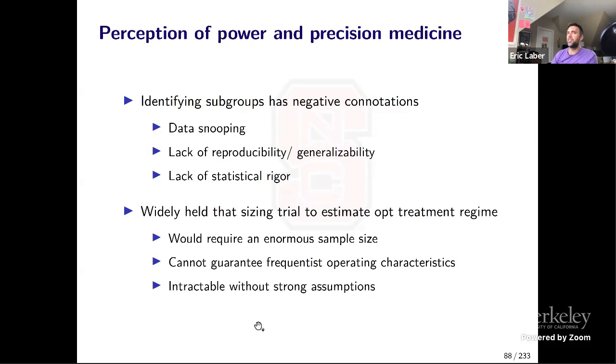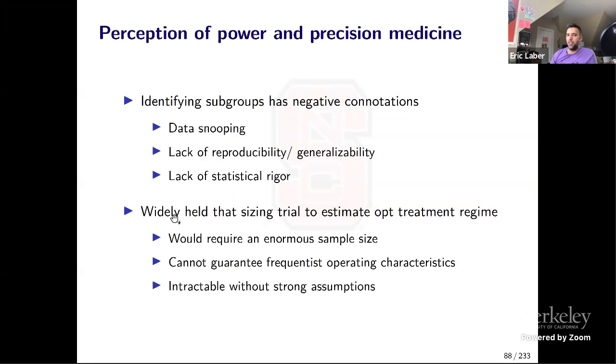Okay, so why hasn't this been done before? One reason is that identifying subgroups, patients that will benefit from a given treatment, has a lot of negative connotations. So we all know about the reproducibility crisis and some of the scandals in terms of data snooping and other things that have happened in subgroup identification. There's a lack of reproducibility and generalizability, and it's generally viewed as having a lack of rigor.